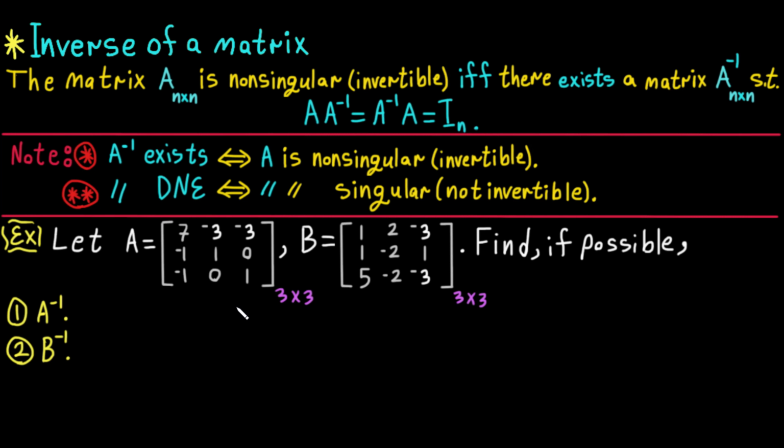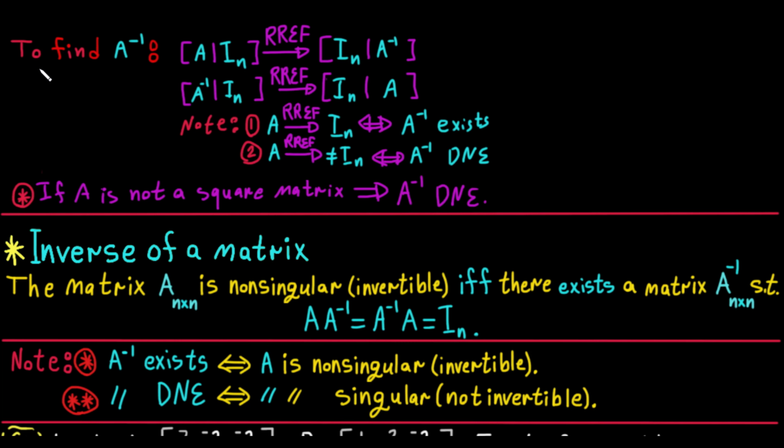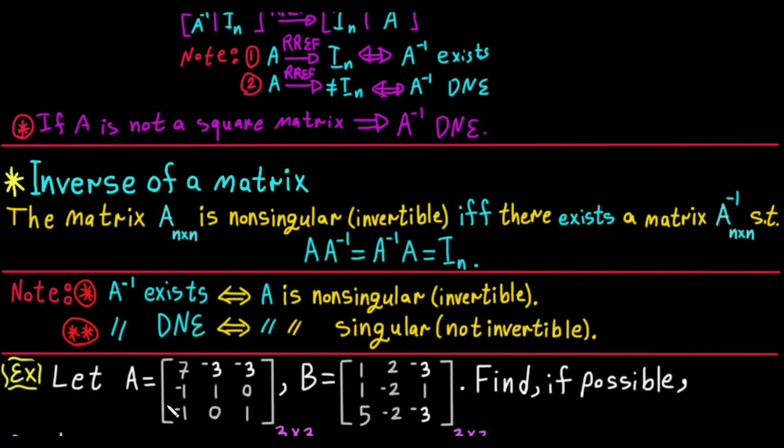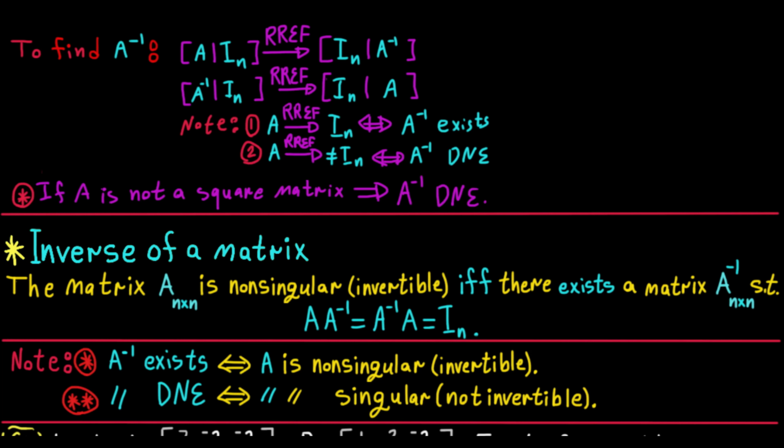Before we start to solve this problem, let's quickly review the definition and the method to find the inverse of a matrix. Let's go up now. Here, to find the inverse of a matrix, we want to solve it by RREF, reduced row echelon form. If you have A, in our example, or B, or any matrix, to find A inverse, we have these steps.